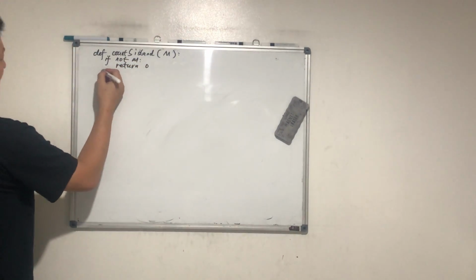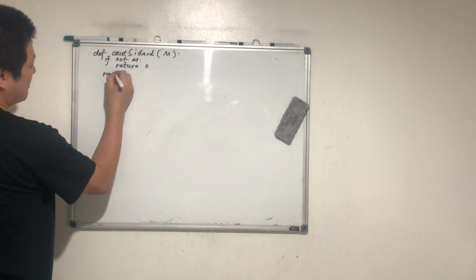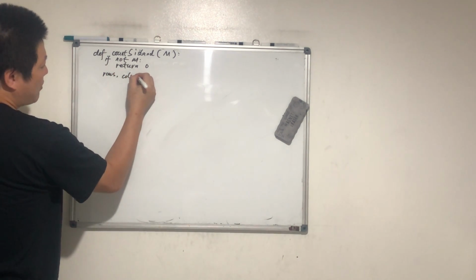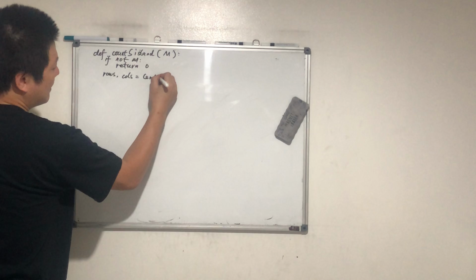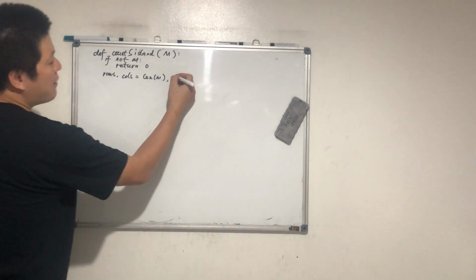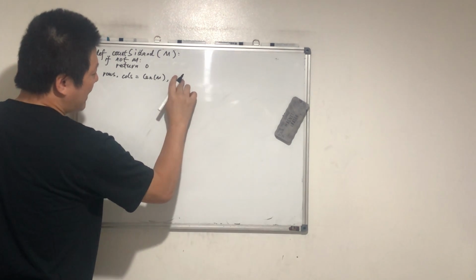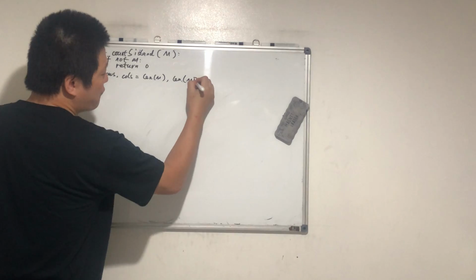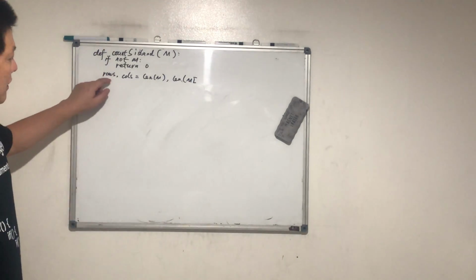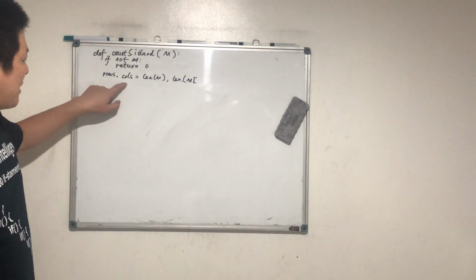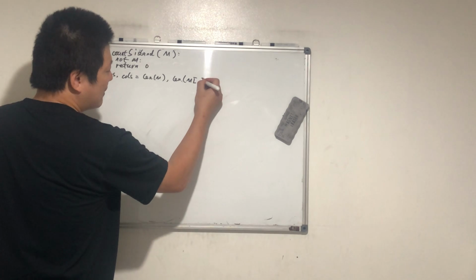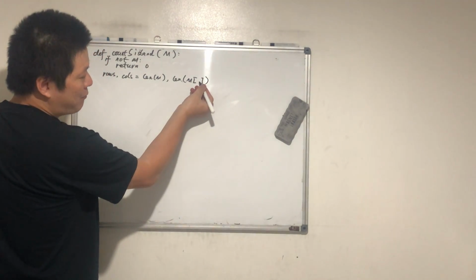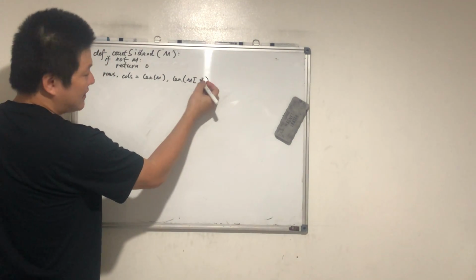And then first of all, I need to get the rows and columns. Rows, columns equals length m. The rows is length m, and how about columns? Length m what? What should I put? The number I put here. What's that? 0. Well done.